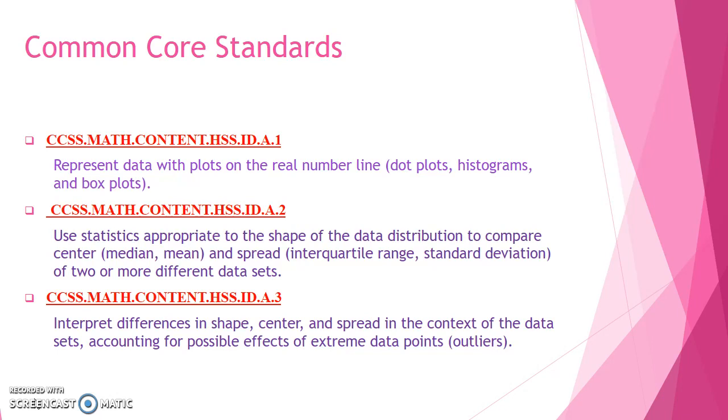Some high school Common Core standards we're going to be taking a look at are representing data with plots on the real number line, using statistics appropriate to the shape of the data distribution to compare center and spread of two or more different data sets. We're also going to be interpreting differences in shape, center, and spread in the context of the data sets, accounting for possible effects of outliers.